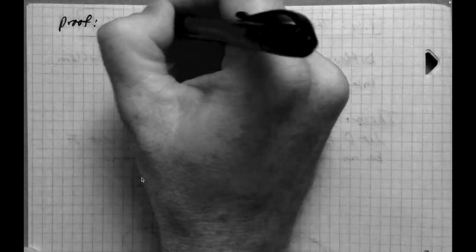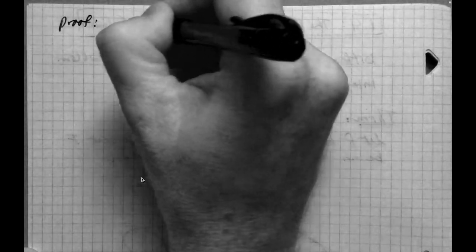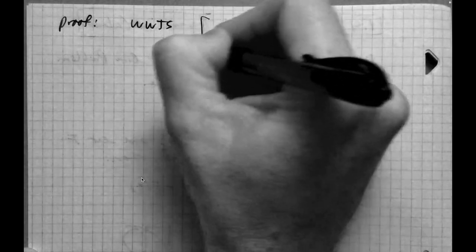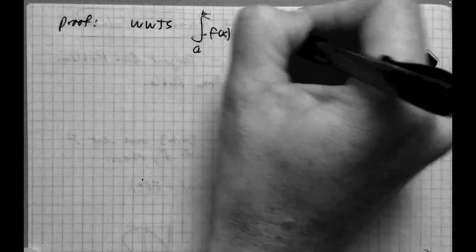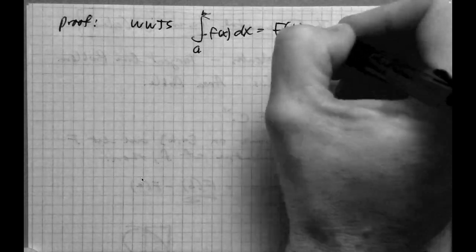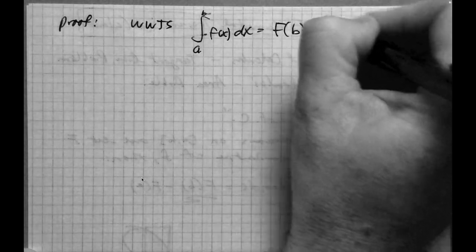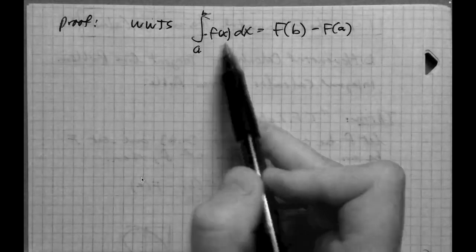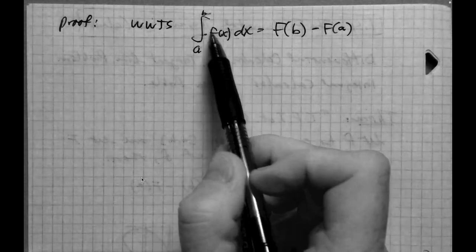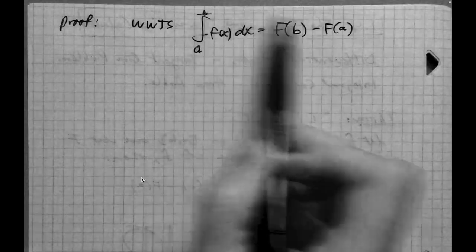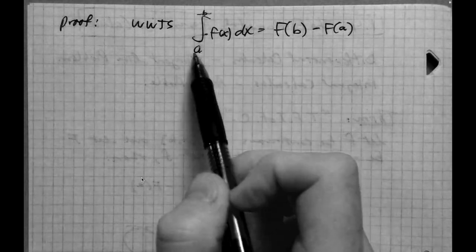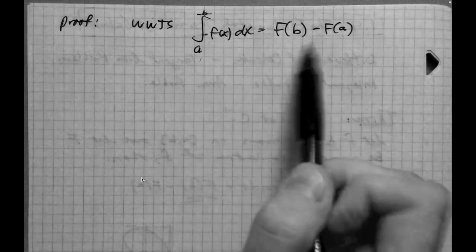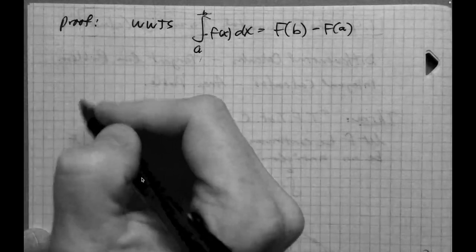So remember, we wish to show that the integral from a to b of f of x dx is equal to big F of b minus big F of a. So basically, that this integral can be evaluated by finding an antiderivative and just identifying the difference between the antiderivative at b and the antiderivative at a. So kind of remarkable. So let's prove this.